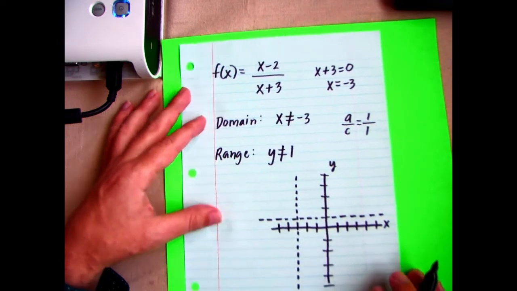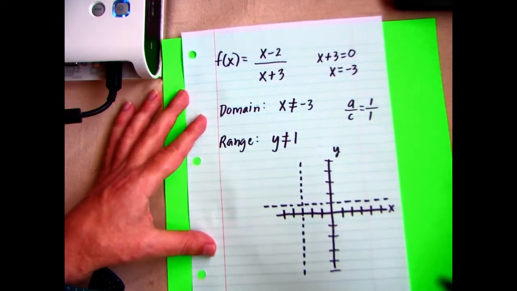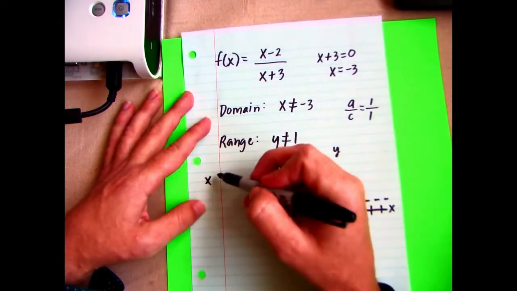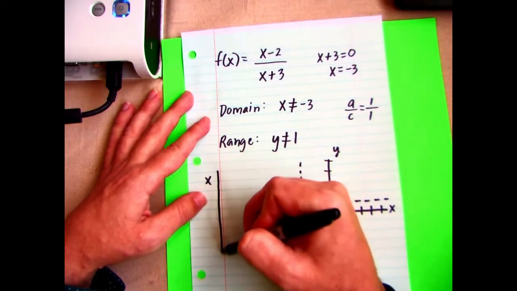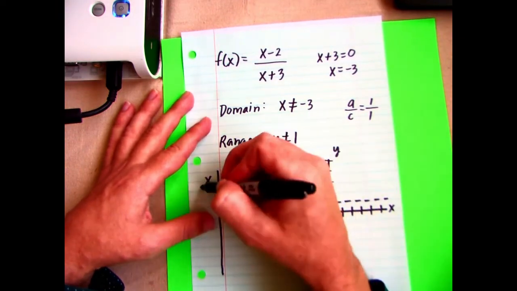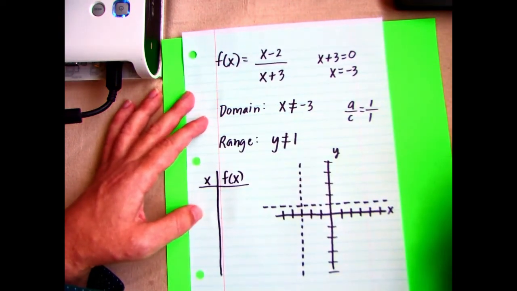So these asymptotes give a nice kind of structure to our graph. And remember, the graph should never be crossing or touching these asymptotes. So to fill in my graph, I'm going to make a table of values. I'm going to plug in some values for x and see what comes out as the output.